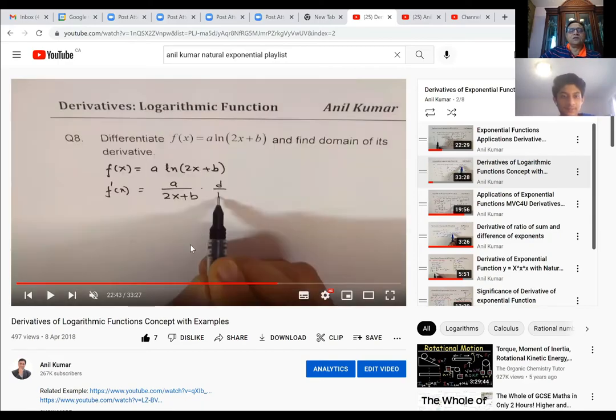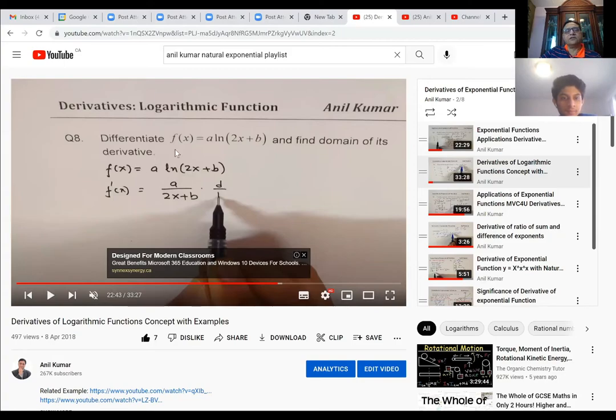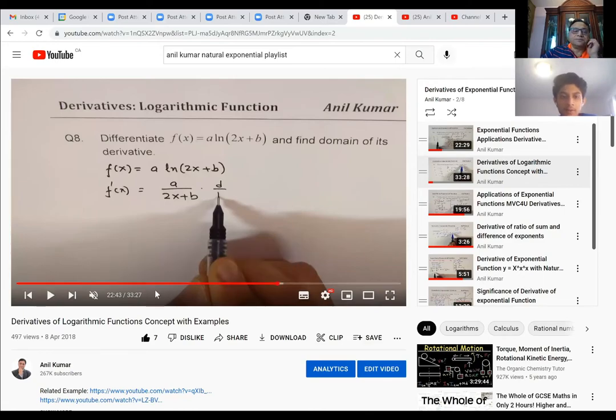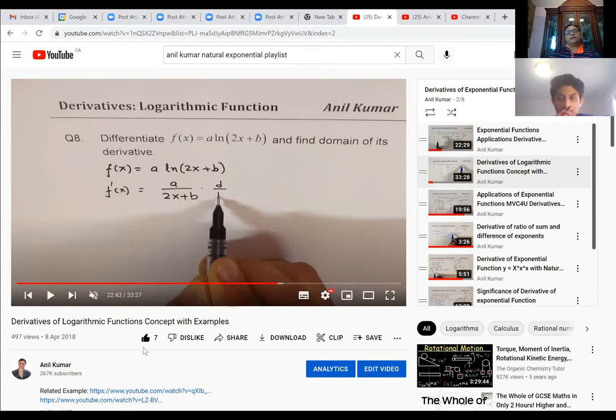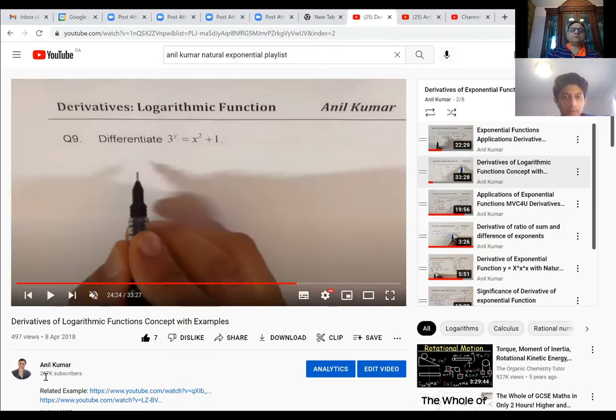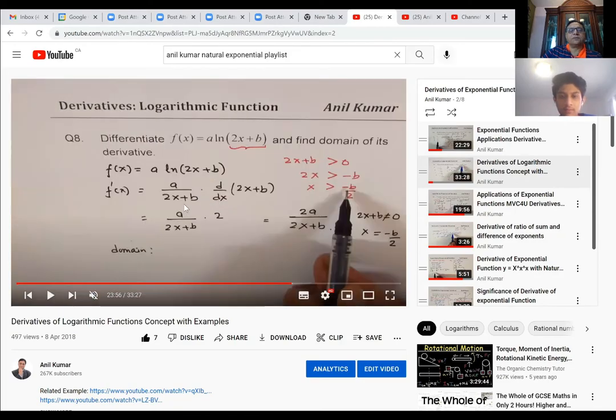So there are many questions based on this, as you can see. This is interesting. Differentiate this and find the domain of its derivative. The domain of its derivative, not the function. So find the derivative and then the domain. How would we find the domain of the derivative? We have the derivative, which is 1 over 2x plus b, and it comes in the denominator.